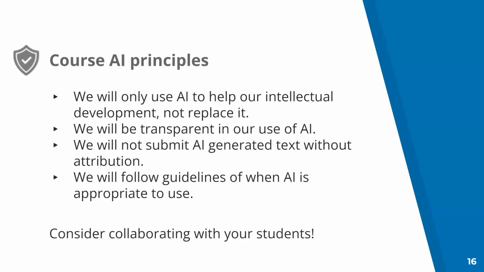All right, so once you've talked to your students, well, this may not be in the same order, one of the things that's going to be really important for you and or your students to define is the principles by which you're going to use AI. These, of course, are totally something that you can work out and think about on your own. I think key ones are differentiating between the use of AI to help us learn, but it can't replace our intellectual development. We need to be transparent about when we use it. We won't submit AI text without attribution, and we follow guidelines of when the instructor says AI is appropriate to use.